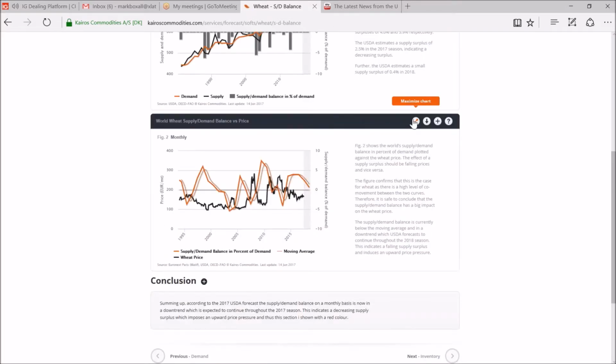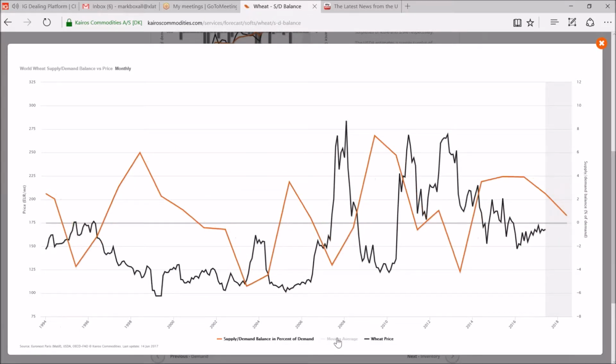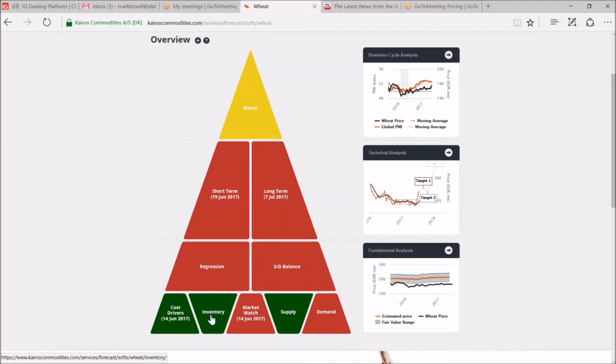So we're just going to put the bottom graph in this section, and you can see, with the moving average off, the orange line is supply-demand balance, and the black line is wheat price. And you can see it's a beautiful inverse relationship, showing that supply-demand balance is a very important factor in this case. So we go back to the main overview triangle and we're going to have a look at inventory.